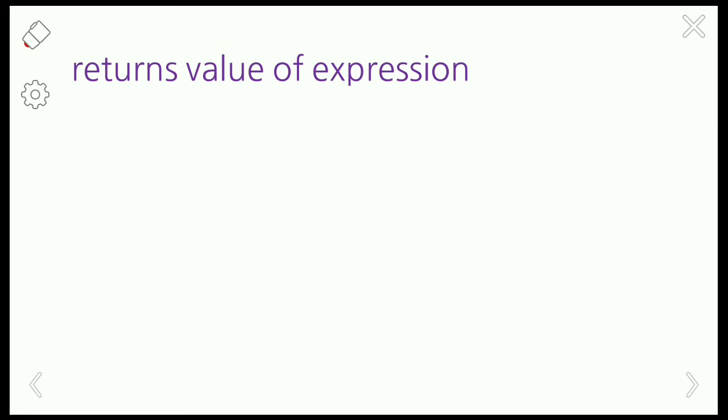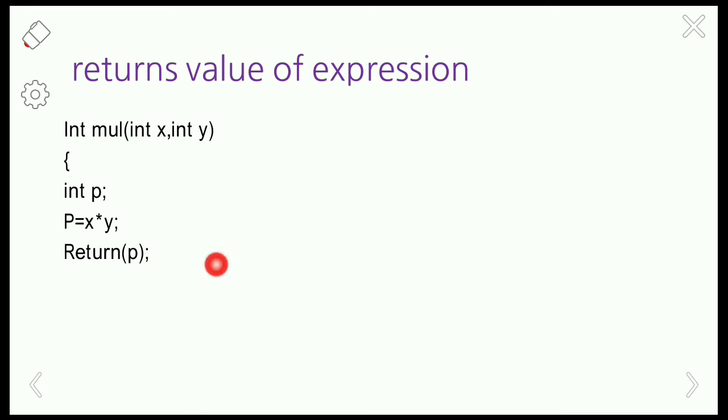So now let us see some of the valid formats of the return statement. If the return statement is returning something to the calling function, then we will see how the format will be. Here I am taking a function for the multiplication of two numbers, x and y. A variable p is declared, and the product of the two numbers is copied to the variable p, and this function is going to return p to the calling function.